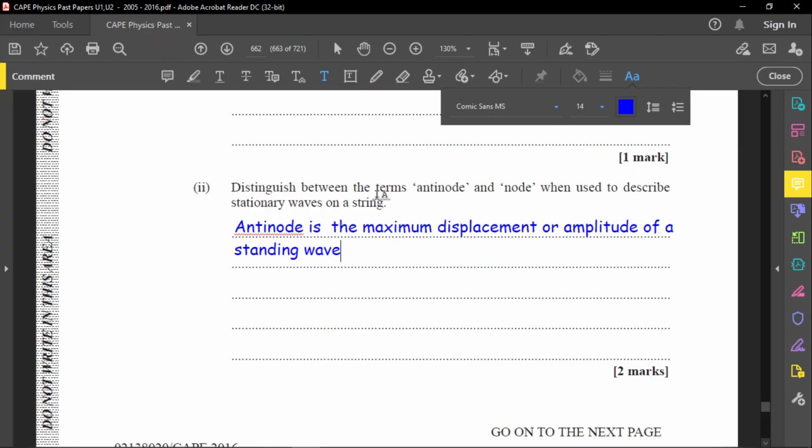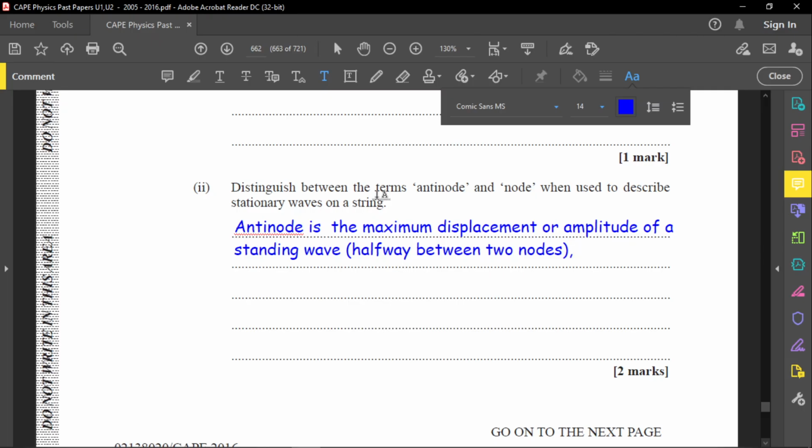Also, just to make a point, the antinode is also halfway between two nodes. Very important to note that.